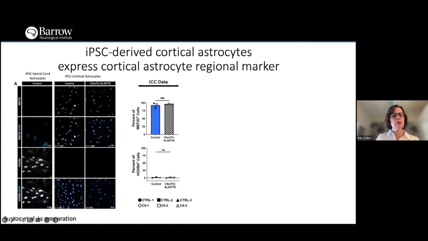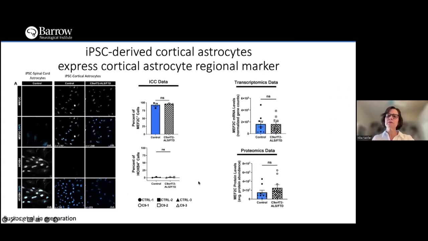And conversely, she looked at a spinal cord marker for spinal astrocytes, which is HOXB4. And you see that very strong expression in the spinal cord astrocytes, but you don't see that expression in the cortical astrocytes. She confirmed this then once she had her transcriptomic data and her proteomic data. She confirmed again the expression of MEF2C on the mRNA level as well as the protein level, using her omics data to support the immunohistochemistry that she did.